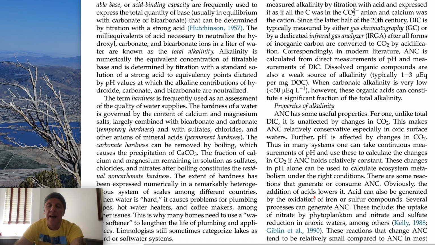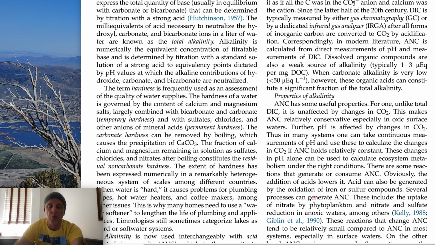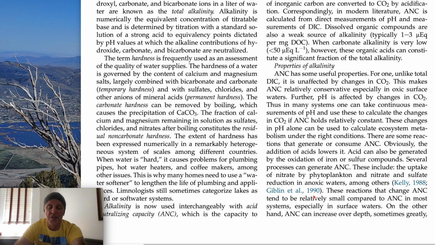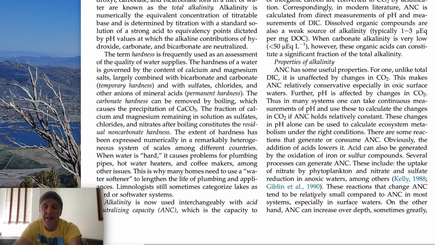Properties of alkalinity. ANC has some useful properties. For one, unlike total DIC, it is unaffected by changes in CO2. This makes ANC relatively conservative, especially in oxic surface waters. Further, pH is affected by changes in CO2. Thus, in many systems, one can take continuous measurements of pH and use these to calculate the changes in CO2 if ANC holds relatively constant. These changes in pH also can be used to calculate ecosystem metabolism under the right conditions.